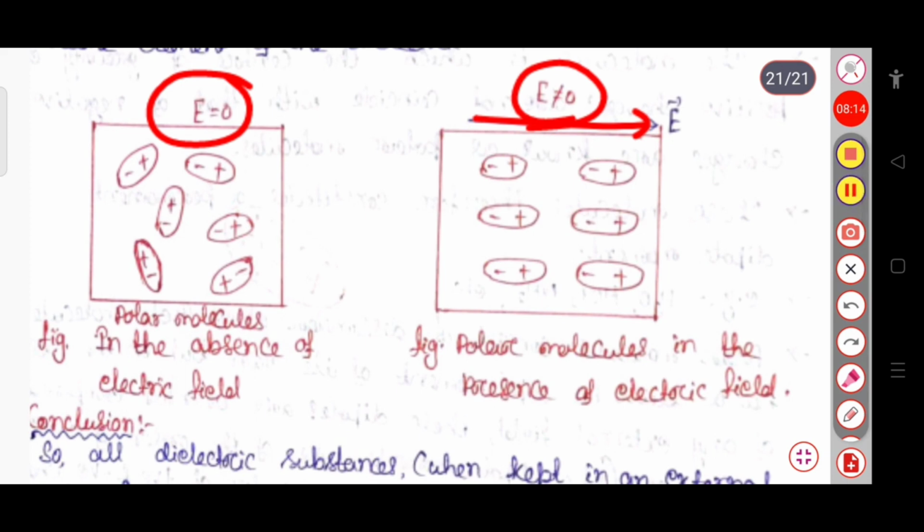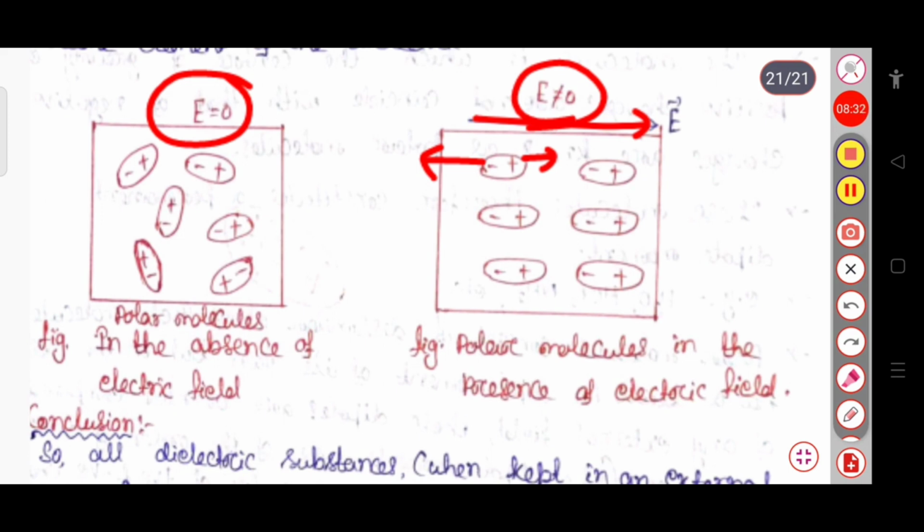In the case of non-polar molecules, when the electric field is applied, the positive charge will move in the direction of the electric field, and the negative charge will move in the opposite direction of the applied electric field.